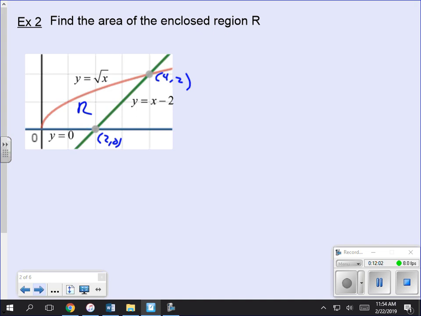Now, if I do this as the integral of the square root of x minus x minus 2, which is my line, I'm going to include not just this region here, but I'm going to include all of this extra region too. Particularly if I go from 0 to 4, that's going to include everything. I don't want everything. I can't do everything.